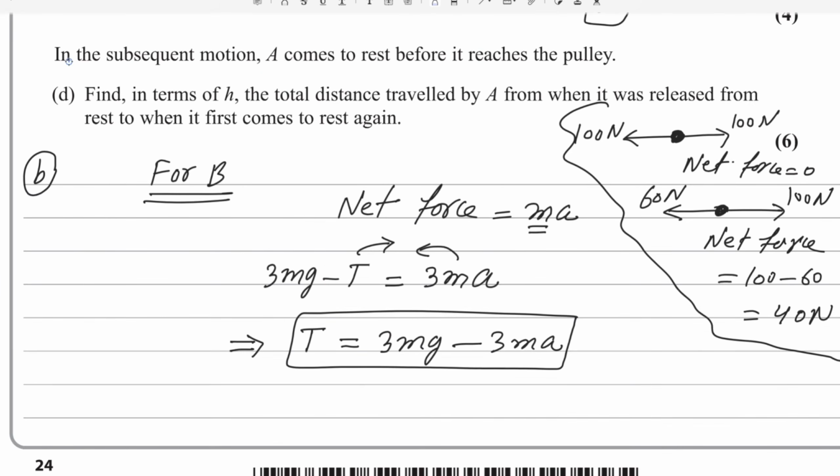Now let us solve the last part of this question. In the subsequent motion, A comes to rest before it reaches the pulley. Find in terms of h the total distance traveled by A from when it is released from rest to when it first comes to rest again.